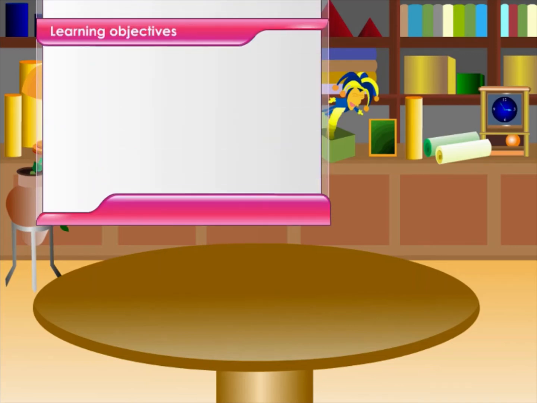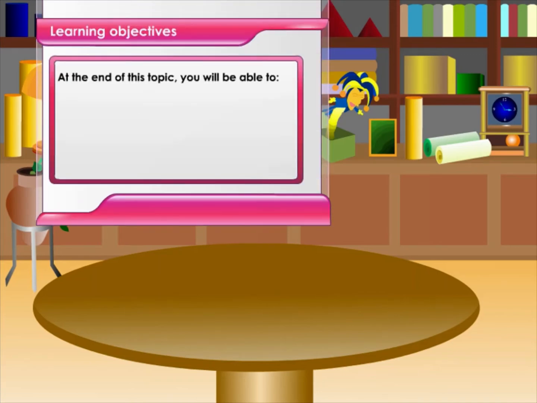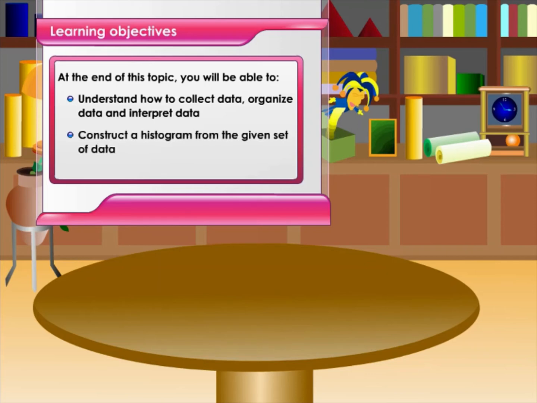Learning objectives. At the end of this topic, you will be able to understand how to collect data, organize data, and interpret data. Construct a histogram from the given set of data.